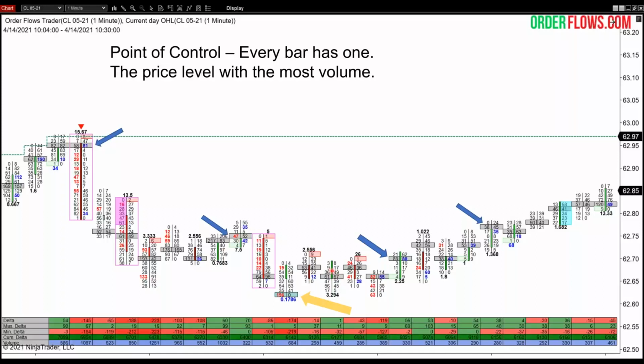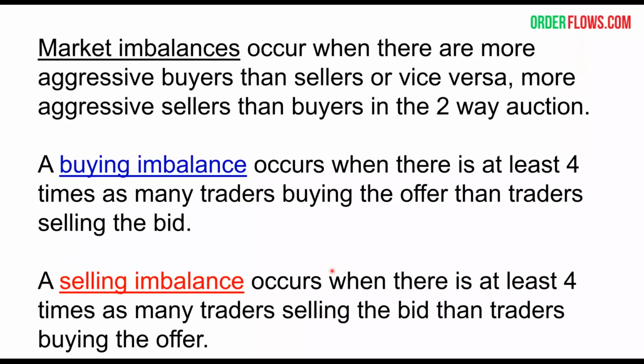Now, the next important piece of information on trading order flow is imbalances. Understanding when there's a market imbalance occurring. Basically, it's when there are more aggressive buyers than sellers, or vice versa, more aggressive sellers than buyers, but this time in the two-way auction, right? The point of control measures volume at a price. The imbalances measure the volume, but in the two-way auction, right?